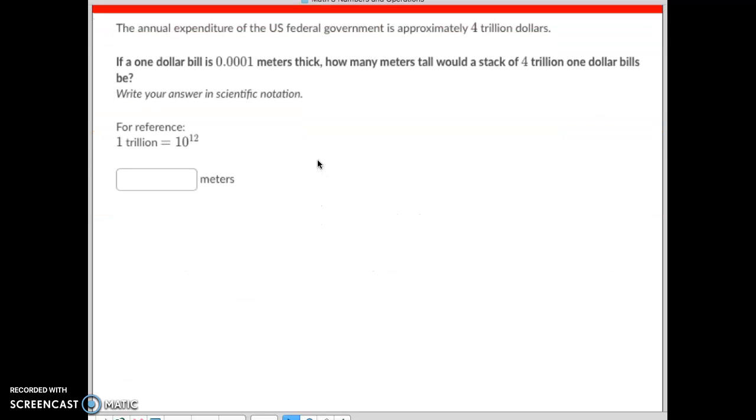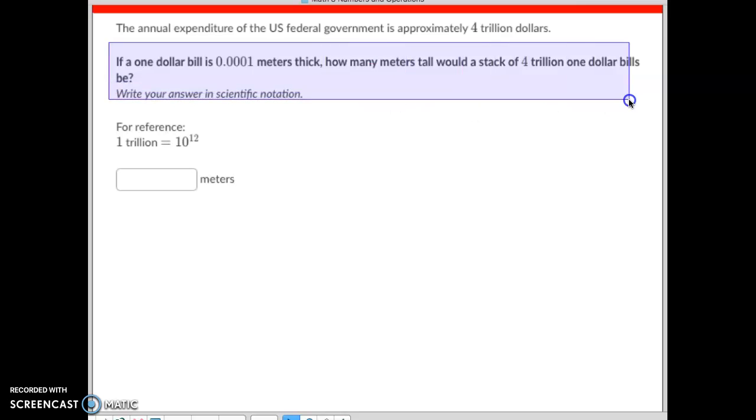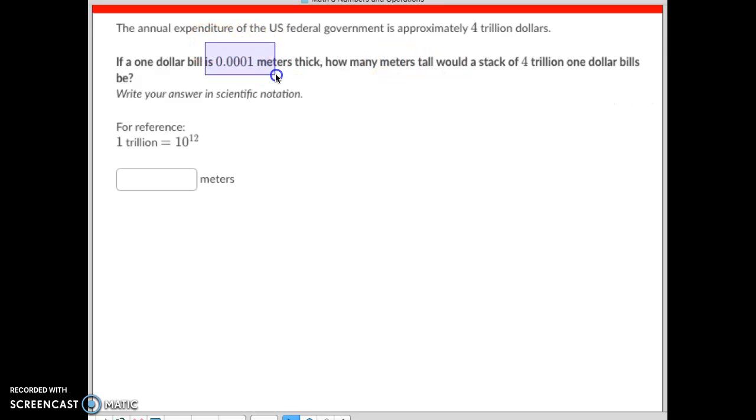Okay, another question. I always read this bold part here. If a $1 bill is this thick, how tall would 4 trillion $1 bills be? So you just simply need to take this and multiply it by 4 trillion using the little helpful hint they gave you here. I would probably put this in scientific notation and multiply in scientific notation to get your answer in scientific notation and put that right down there, but you should know how to do that.